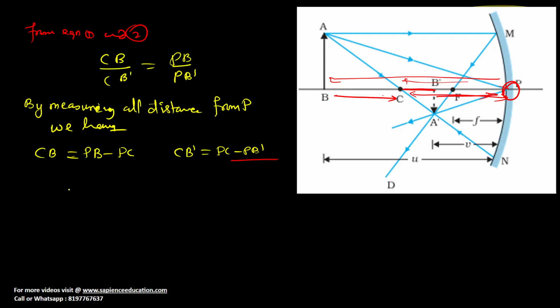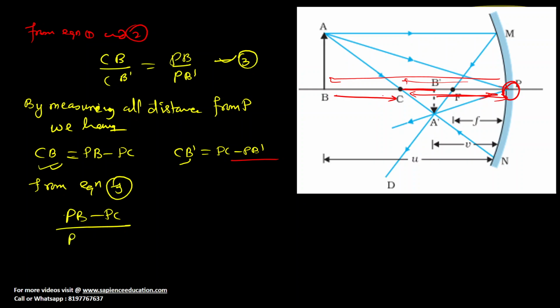Okay. So I hope you have understood this. Now we can put the values at this position. Just put the values of both. So from equation 3, let us consider this as equation 3, put the value of CB and CB dash. So we will get PB minus PC divided by PC minus PB dash is equal to PB by PB dash. So this is the fourth equation.